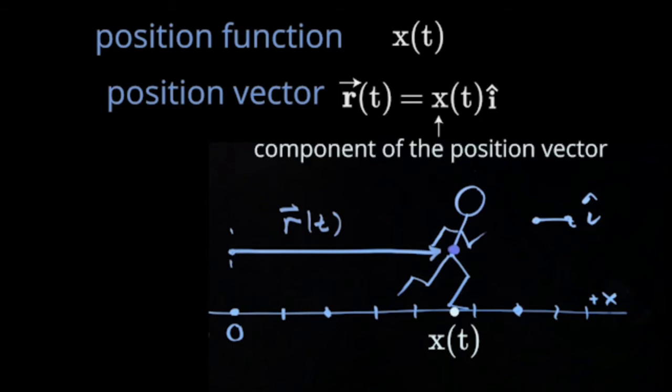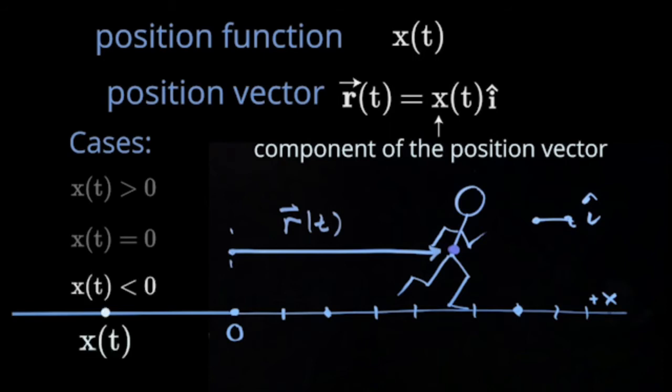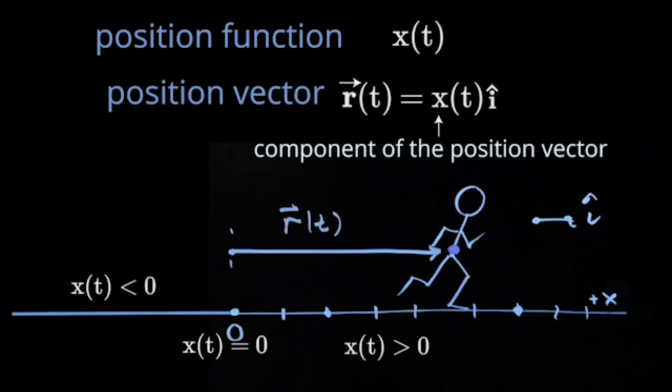Remember, a vector has a component and a direction. The component is the position function, and that component, x of t, can be positive, as you see in this particular case. x of t can also be 0, that's if you're located at the origin. And if our runner is on the other side of the origin, x of t can be negative. So the component of the position vector can be positive, 0, or negative.